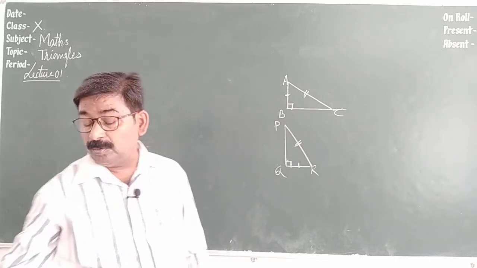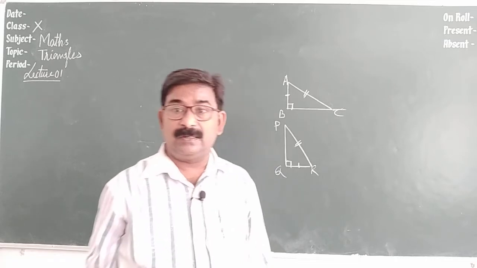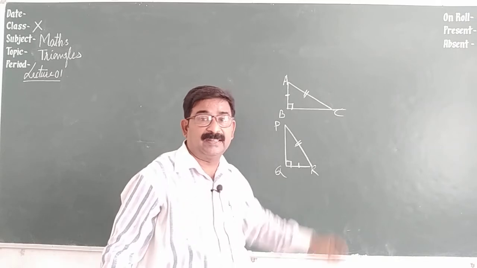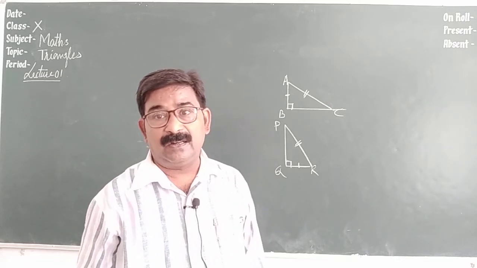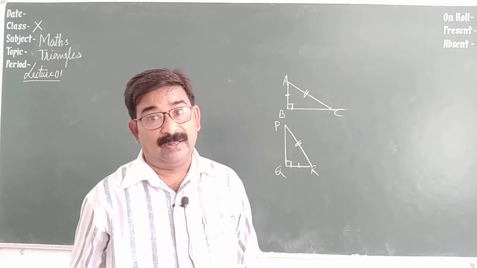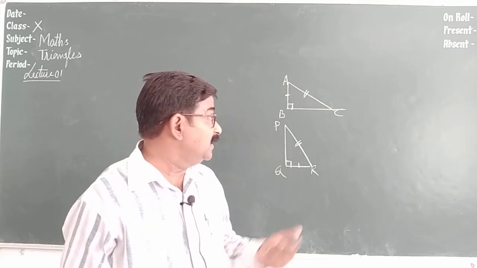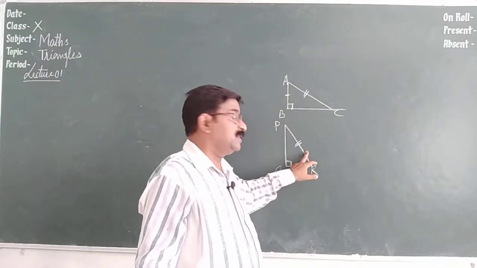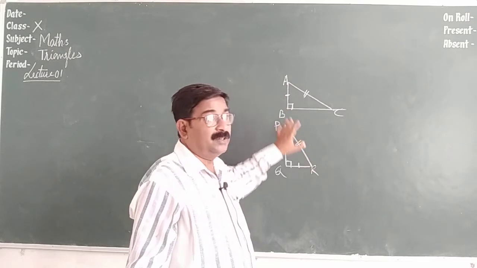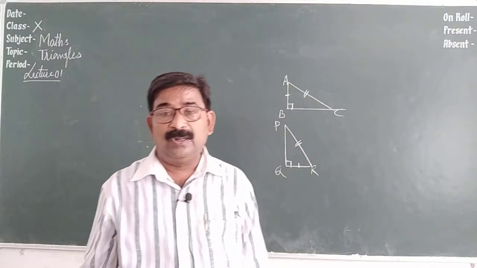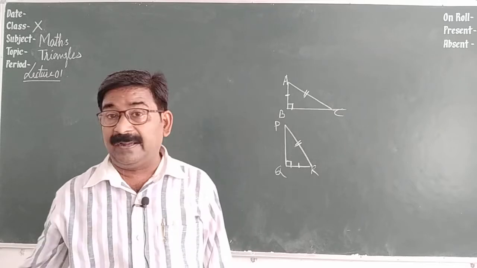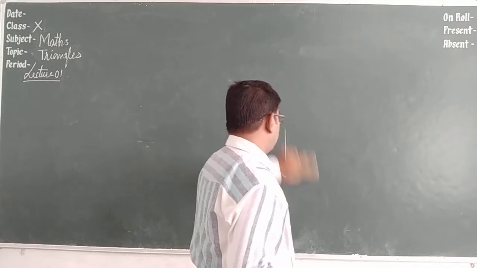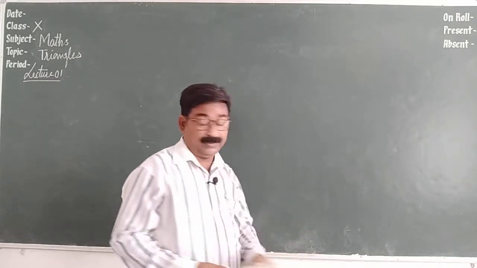It means in two right triangles, if the hypotenuse and any one of the other sides are equal, then the triangles are said to be congruent by RHS. What are we telling? We are telling that in two right triangles, the right angle will obviously be there, and if the hypotenuse and one of the other two sides are equal, then the triangles are said to be congruent by RHS criteria. So these were the criteria we have recalled, which were taught in class 9th.